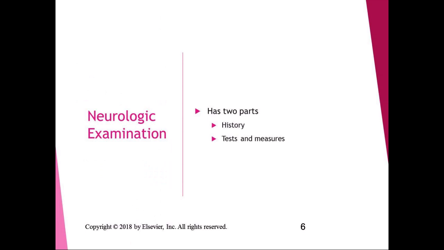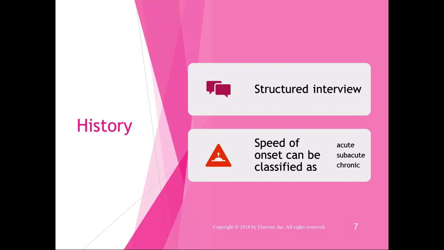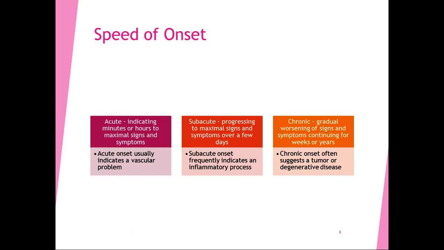So the neurological examination has two parts, the history and tests and measures. So the history is a structured interview that happens between the patient and the PT, or the patient and the neurologist. The speed of onset, just like with orthopedic things, can be classified as acute, subacute, or chronic. Acute indicates minutes or hours to maximal signs and symptoms. Acute onset usually indicates a vascular problem, like a stroke, a CVA. That would be an acute speed of onset.